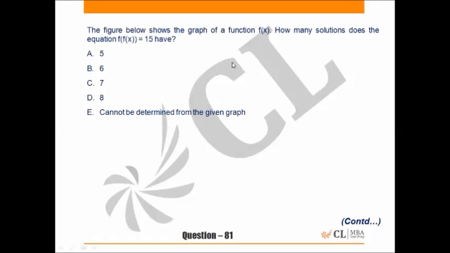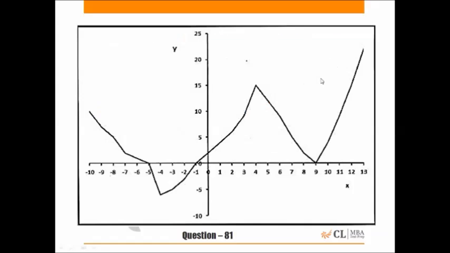The graph given below, which is shown on the next slide, shows the graph of function f of x. How many solutions does the equation f of f of x equals 15 have? So we have to find those points at which f of x is 15, and from the graph it can be seen that the points at which the value of function is 15 are 4 and 12.